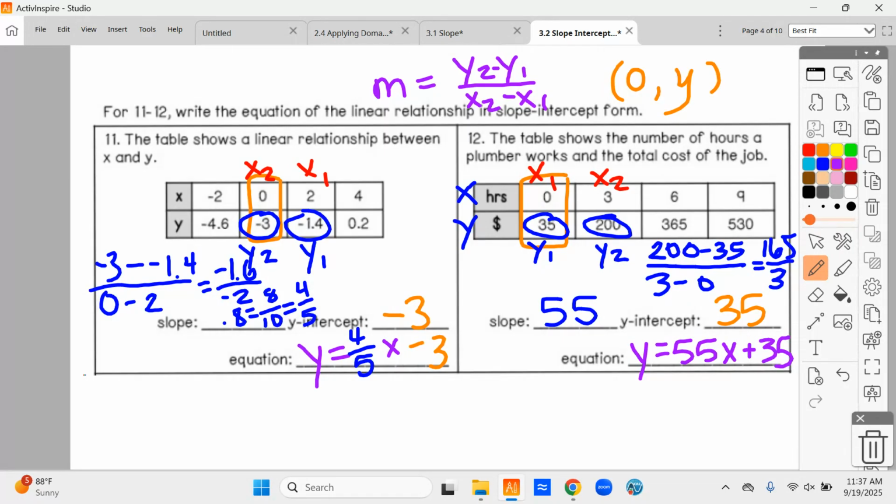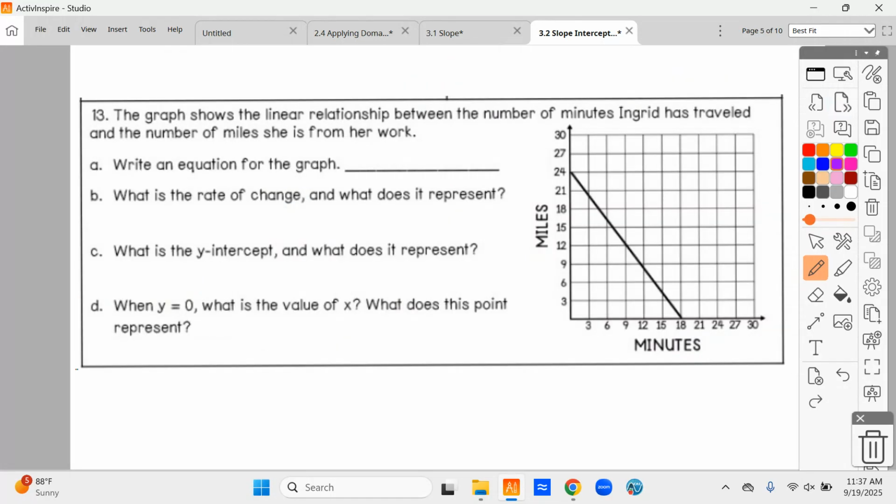All right, last one on this page. The graph shows the linear relationship between the number of minutes Ingrid has traveled and the number of miles she is from work. Write an equation for the graph. So looking at B and C, I see that it's asking what's the rate of change, what's the y-intercept. So I'm actually going to start on B and C because I need to find the rate of change, or the slope, okay? And I need to find the y-intercept to write my equation. So it's a lot easier to go in that order.